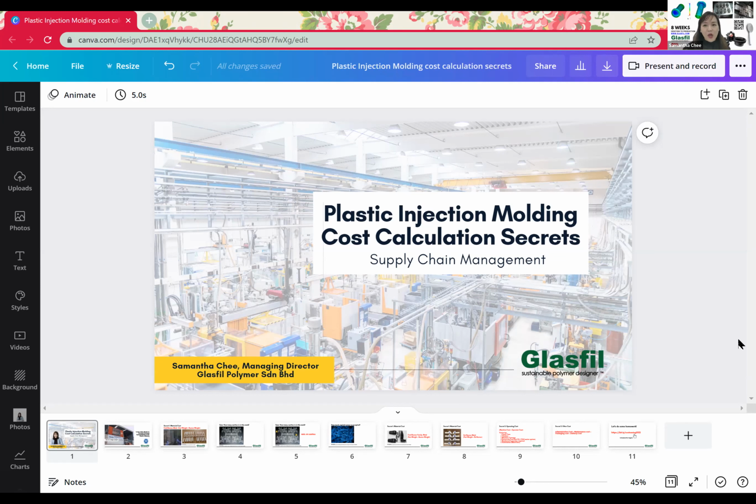So basically today we are going to cover a little bit of plastic 101. What is plastic? Where does it come from? Things that we're not going to cover today: blow molding. Blow molding means bottles, where you have the shape of a bottle. We're not going to cover that. We're going to solely cover plastic injection molding. We're not going to cover plastic packaging because that's not my core either.